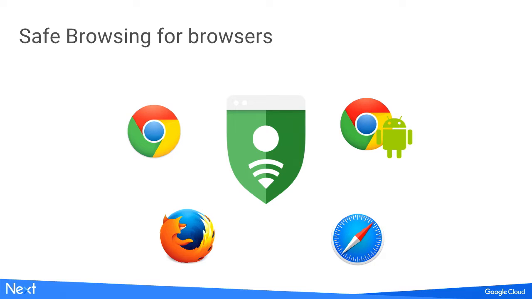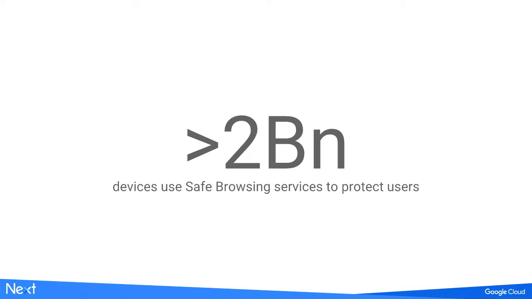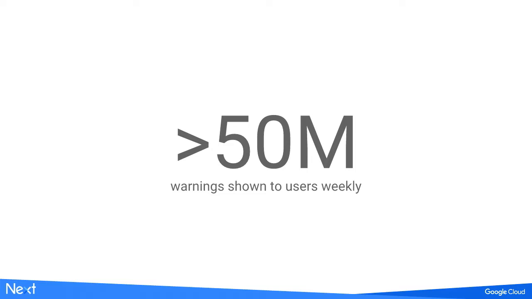But we also have Safe Browsing support for many of the browsers that are out there. It protects things like Google Chrome, Firefox, Safari, and also Chrome on Android. Ultimately, I kind of ruin the next slide, it protects around 2 billion devices. That's a really ridiculously high number. 2 billion devices are protected by Safe Browsing through things like Chrome, Firefox, and Chrome on Android. We also show around 50 million warnings to users on a weekly basis. Those red interstitials you see appear over 50 million times a week.